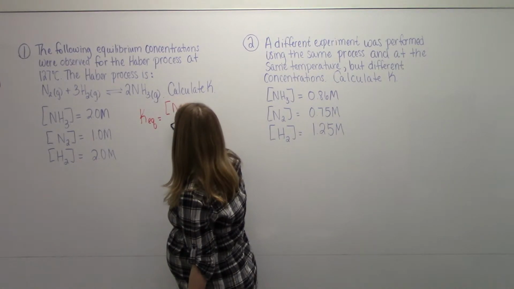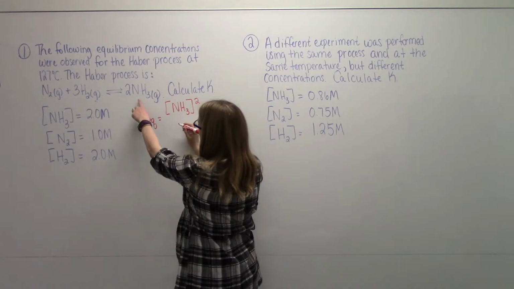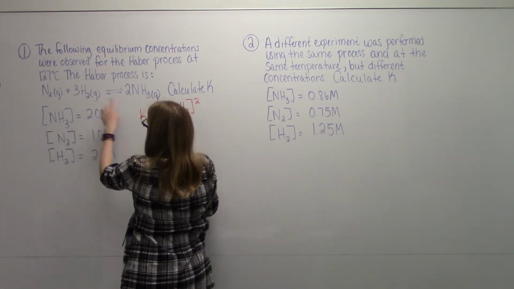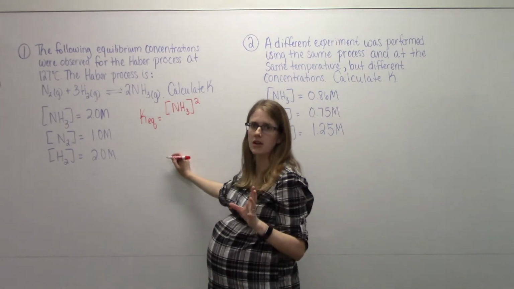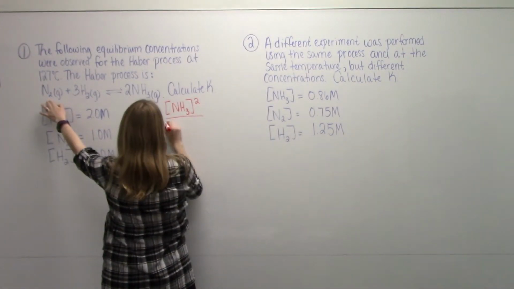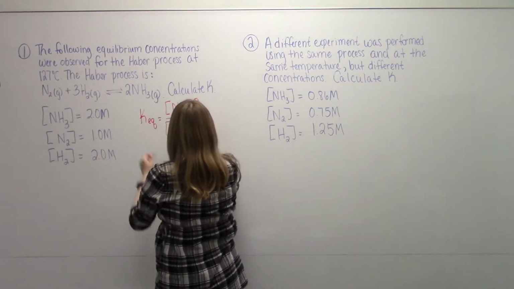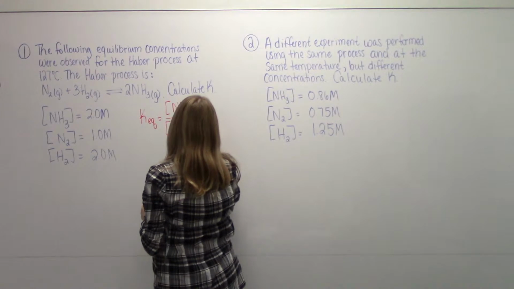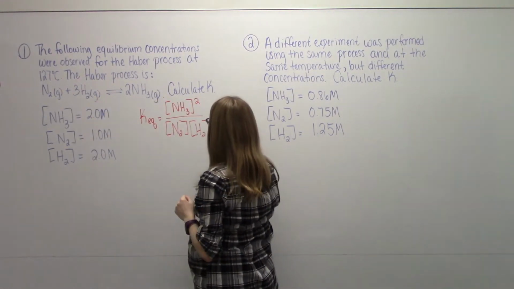So it's going to be NH3 squared. There's our product. We checked all the states of matter first. All three are gases, because remember you have to cross off solids and liquids, divided by the concentration of N2, times the concentration of H2, and we turn the coefficient into an exponent, cubed.